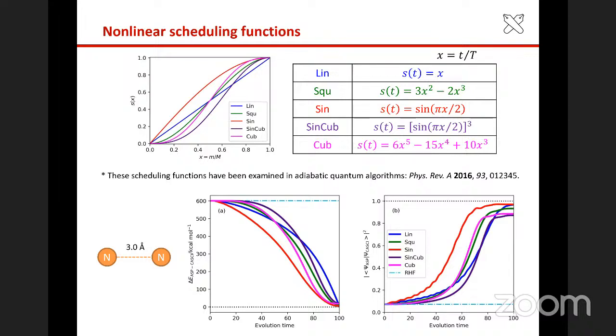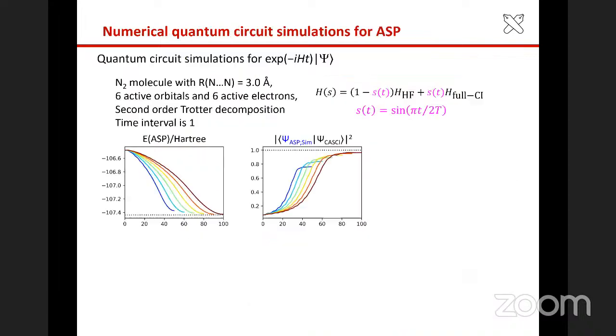So if we use this linear or sinusoidal function, the Hamiltonian changes suddenly at this point. So this causes some non-diabatic transition to the excited state, which causes some oscillation. But if we use the scheduling function of zero gradient at the beginning, we have no oscillation. This is a big difference. But anyway, in this case, the sinusoidal function has better performance.